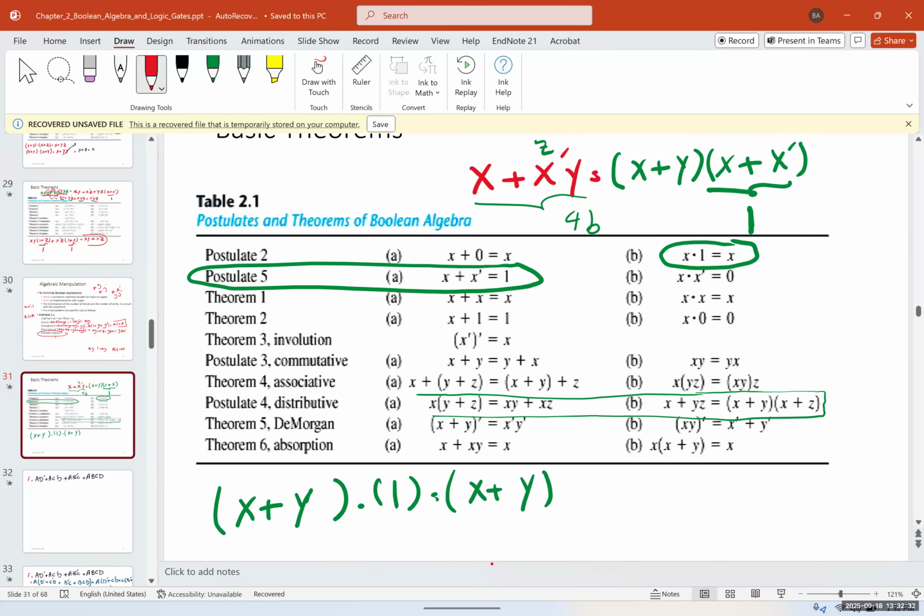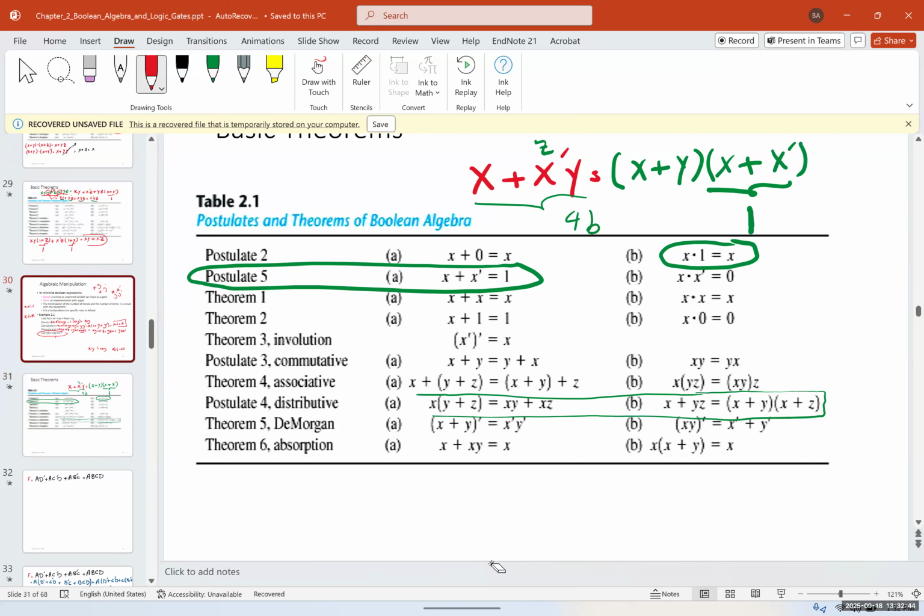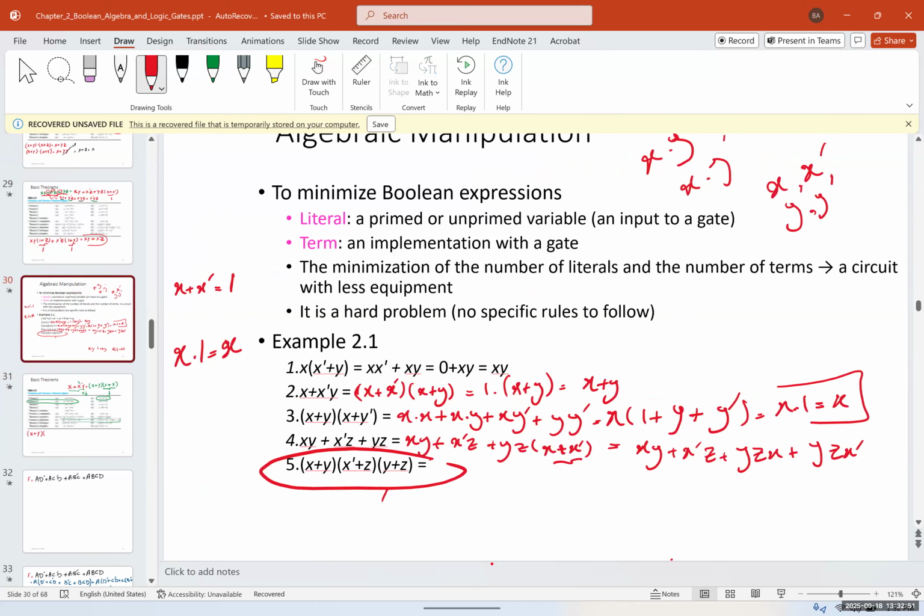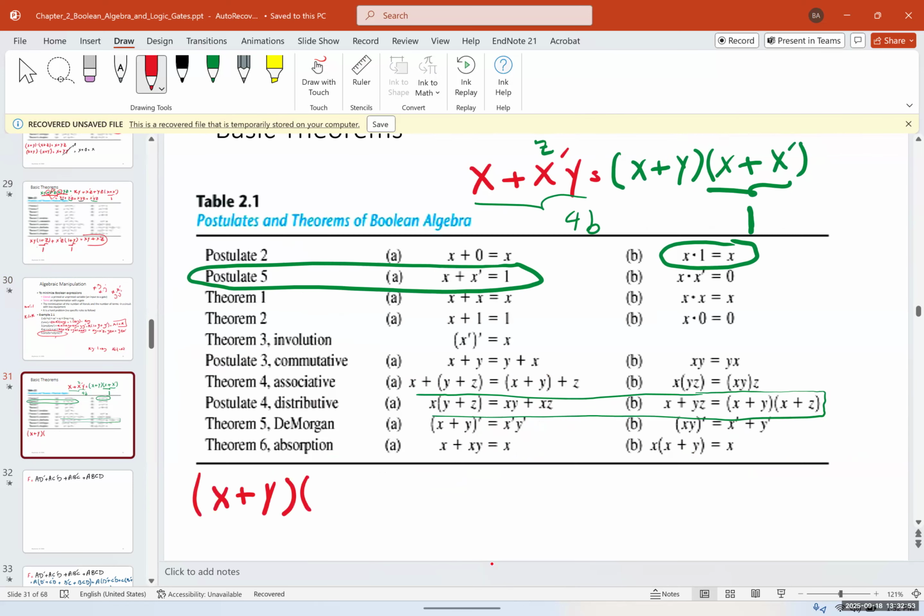Let me bring back the table. So if you want to use the table, you can use. Let me write it down. X plus y and with x prime plus z and again with y plus z.